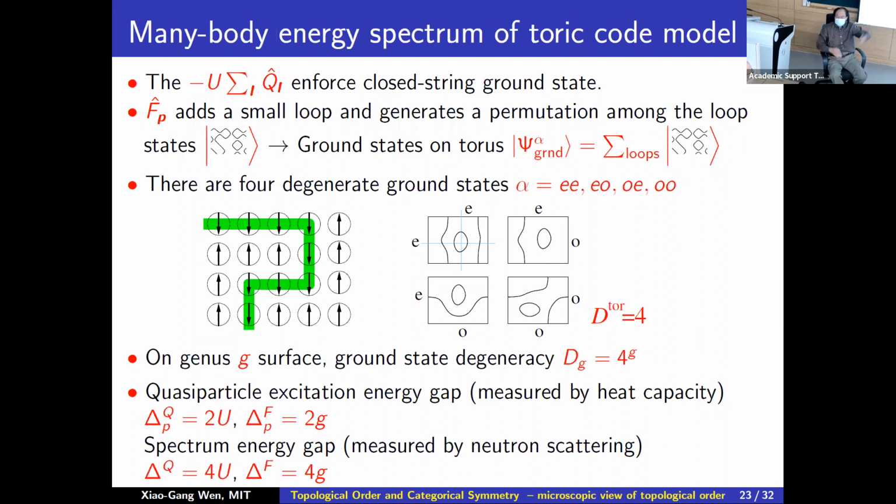But then very interestingly, for some reason, we can never create a single F flip or a single Q flip. By heating the system with a neutron beam, for example, you interact with the spin, and then you may create excitation. But for some reason, you can never create a single excitation. You always create two. So therefore, the energy gap in the Hamiltonian spectrum actually is not 2G or 2U. It's double that. It's 4U, 4G. So it's something quite interesting.